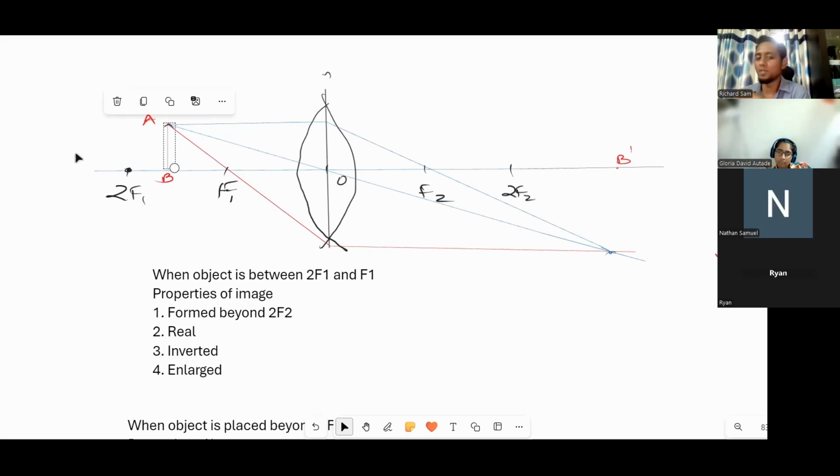So this is what is happening. You're placing the object beyond F1, or anywhere beyond F1. If it's in front of F1, that's the time you will see an erect image. Like my hand is, it's erect and it is enlarged.